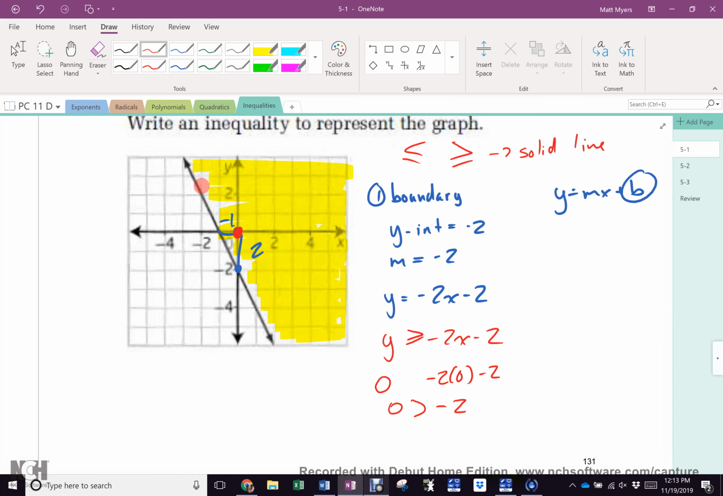So then, what if I'm not sure? I don't believe myself. So what do I do? Try another point. Doesn't matter which point you try. I'm going to do 4, 0. What's -2 times 4? -8, right? What's negative 8 minus 2? So I would have negative 10 on the right, yes? And what's on the left? 0. Is 0 greater than negative 10? So are we correct? So this is our final answer. Everybody with me? Okay.